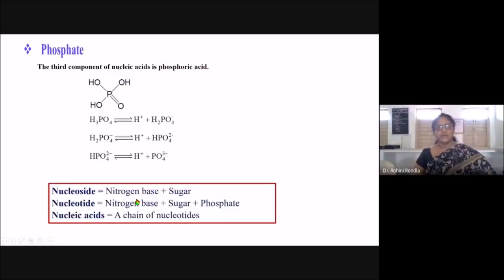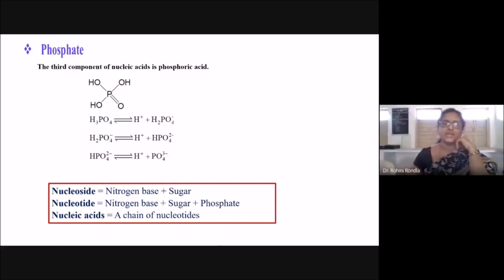Next, the third component is phosphate. What is the formula of phosphoric acid? Tell me once. What is the formula of phosphoric acid?